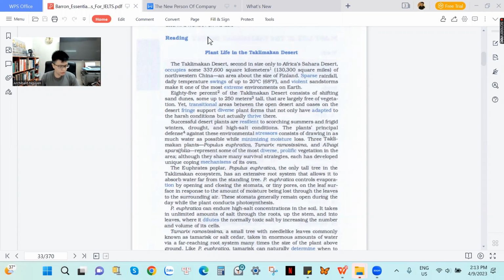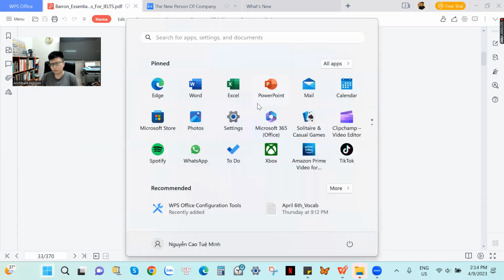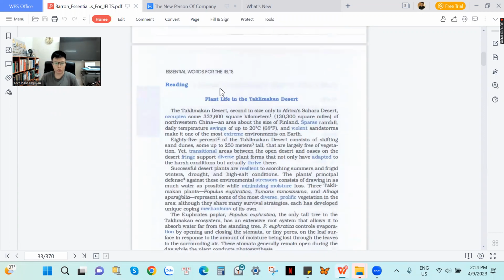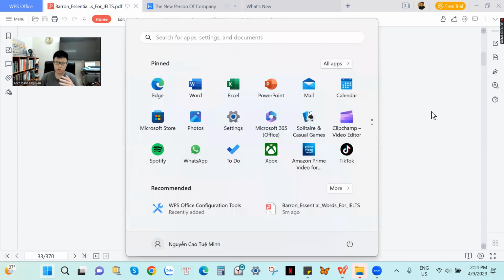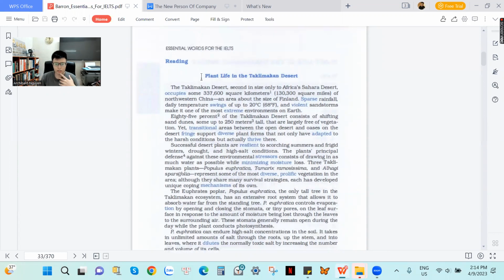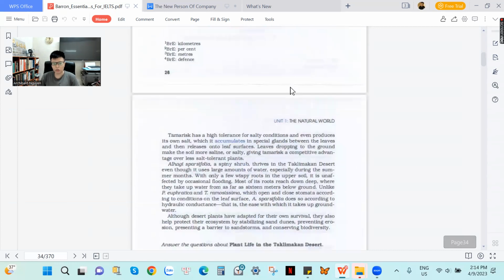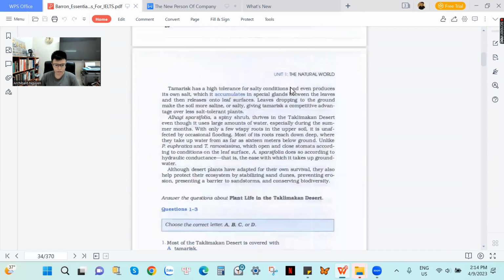On today's Sunday afternoon, we still have to study together. And here you are looking at the reading article of Unit 1 that is about the natural world. But this is a different reading article. The topic of the reading article today is Plant Life in the Taklimakan Desert. So let's read this one part together.